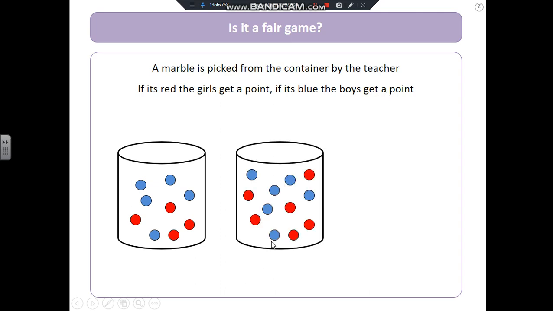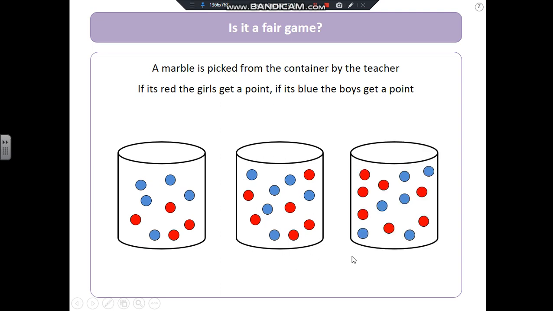If we look at the next one, again, we want equal numbers. I've got 6 red, I've got 6 blue, so that would be fair. This one, I've got 1, 2, 3, 4, 5, 6 blue, but I've got 2, 4, 5, 6, 7 red. So here, the girls are at an advantage.